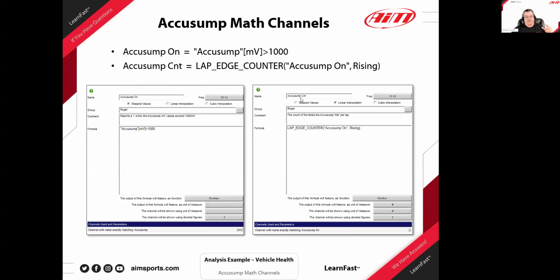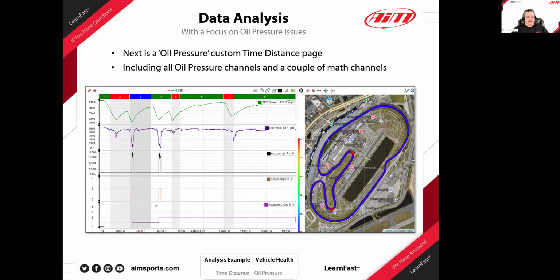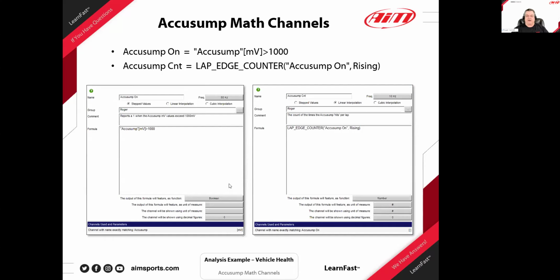So I tend to turn on those on-and-off type channels a little bit faster. Then the AccuSump count channel, if I back up again, here's where we're buzzing along at 0. It hasn't hit at this first part of the lap, and then when it hits, I want it to jump up and record 1, and then record 2, and then be ready to record another one. There is a fairly new math channel that we can use called the lap edge counter. Any channel that goes up and down, you can count those. You do them on rising or falling, or you can do both. In this case, I used the lap edge counter math channel, and the channel I used was AccuSump on. It has to be in quotes because it's a channel.